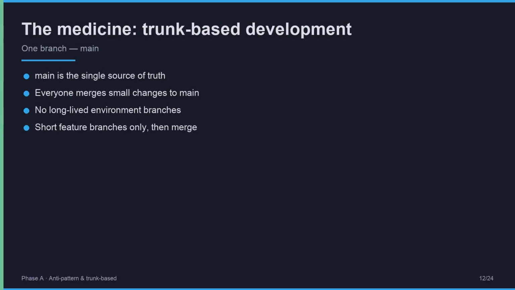Here is the medicine, trunk-based development. 1 branch, main, is the single source of truth for every environment. Everyone merges small, reviewed changes to main. There are no long-lived environment branches anymore. You still use feature branches, but they are short, a few hours or days, and then they merge and disappear. The trunk is where the truth lives.